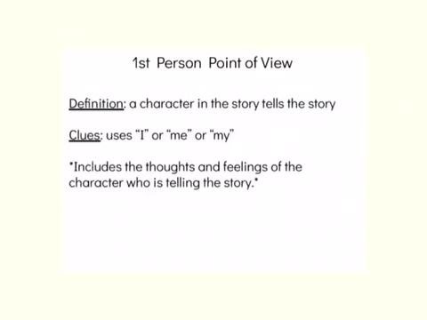In first-person point of view, this is the main character telling the story. So one person is taking place in the story, and they are the ones that are telling us about the story. They're going to use keywords or pronouns such as I, me, or my. We also get to see the thoughts and feelings of the character who is telling this story.